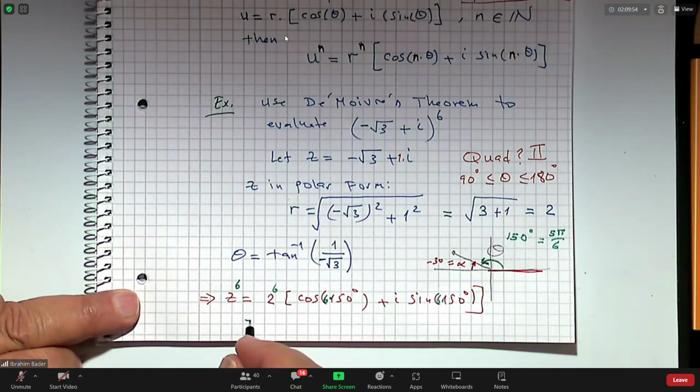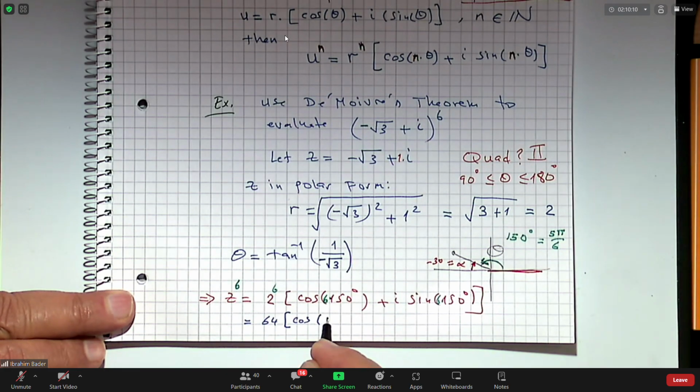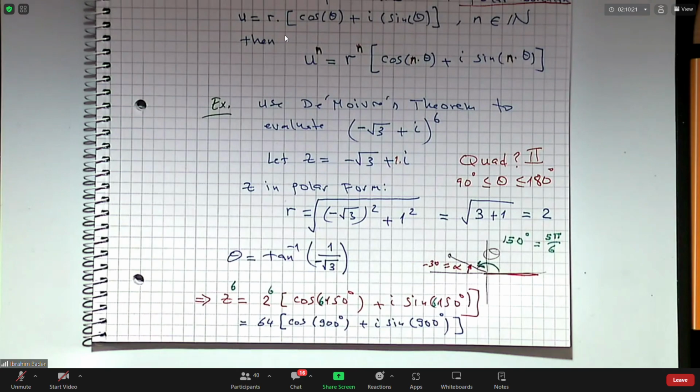So this is equal to 64 times cosine of 6 times 150, which is 900, plus i sine 900. Now I don't know whether you know the function mod or modulo. You should be taking this in informatics, maybe later. Do you know what modulo is?